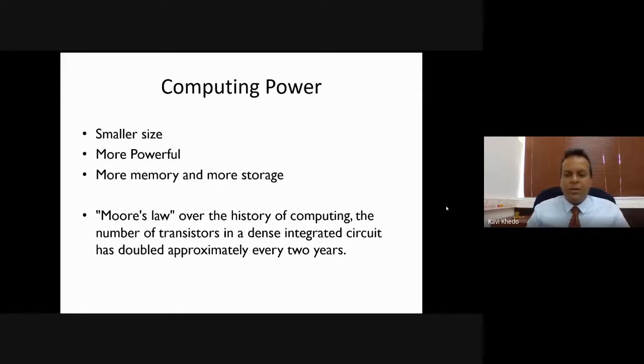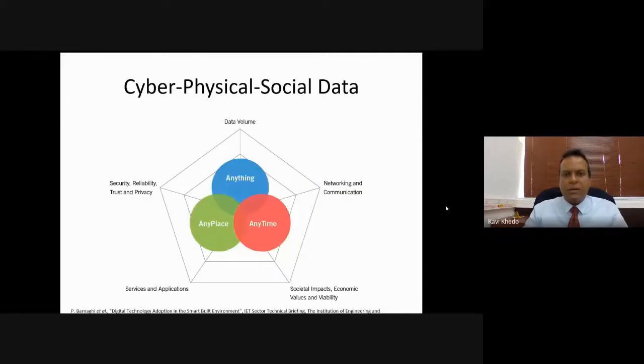Miniaturization has happened. This has given rise to what is known as cyber-physical social data. Since we are deploying more and more of those sensors in our everyday environment, practically you can monitor anything at any place at any time. Cyber means virtual, that is the computer world, if we put it this way. Physical is the real world. So the cyber and physical are being merged, they are becoming one.